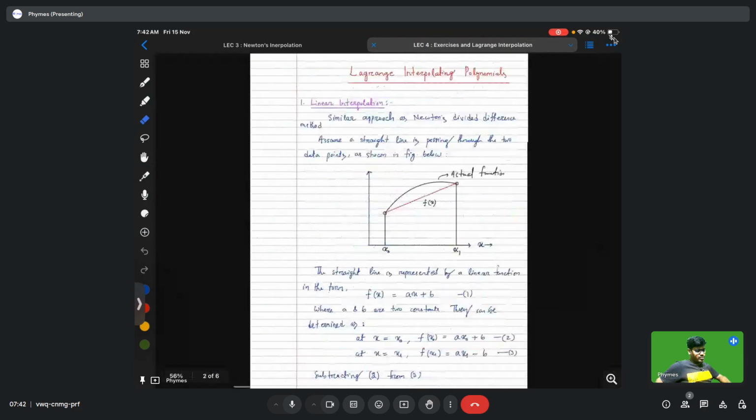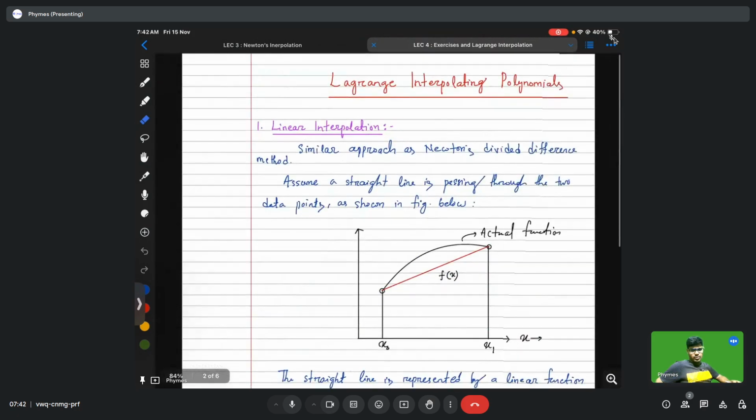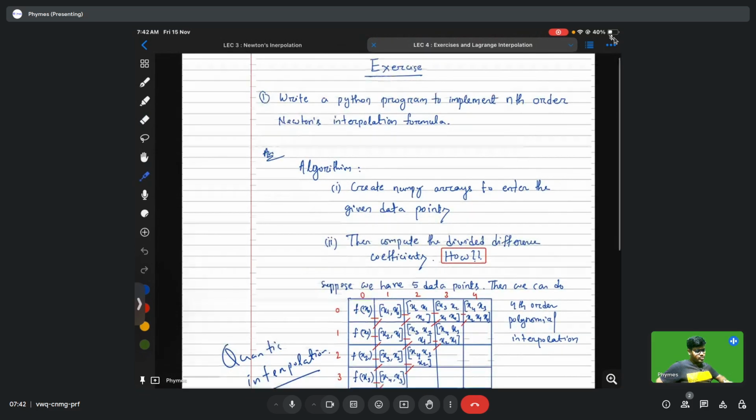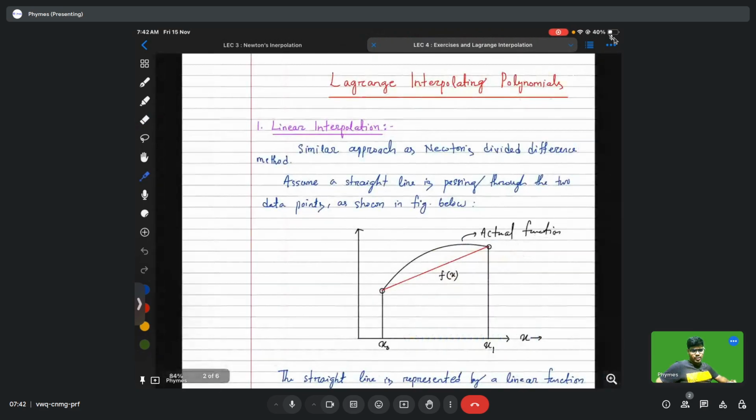Let me just first explain this part, and then at the end of the class we will see how to implement both of these methods, Newton's interpolation method and Lagrange's interpolation method, using Python.